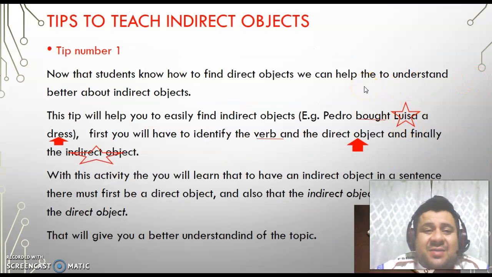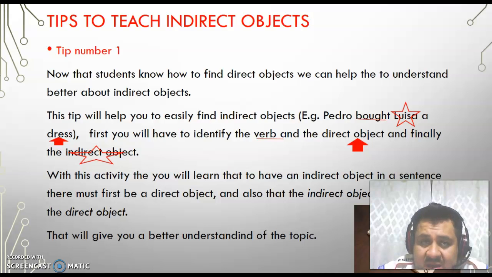Now we can check tips to teach indirect objects. The tip number one, now that the students know how to find direct objects, we can help them to understand better the indirect objects. This tip will help you to easily find indirect objects. Example, Pedro bought Luisa a dress. First, you will have to identify the verb, the direct object, and finally the indirect object.